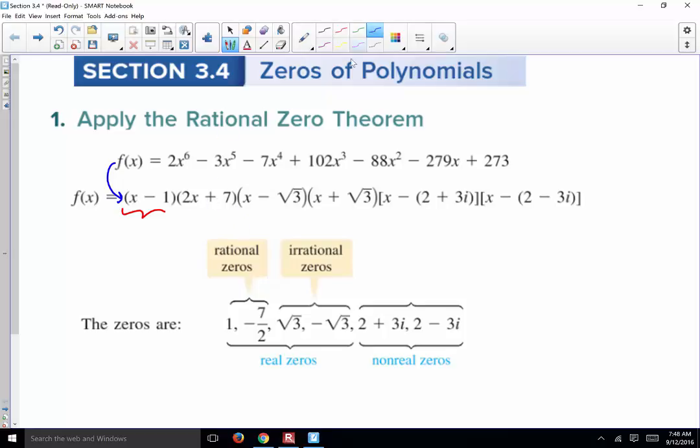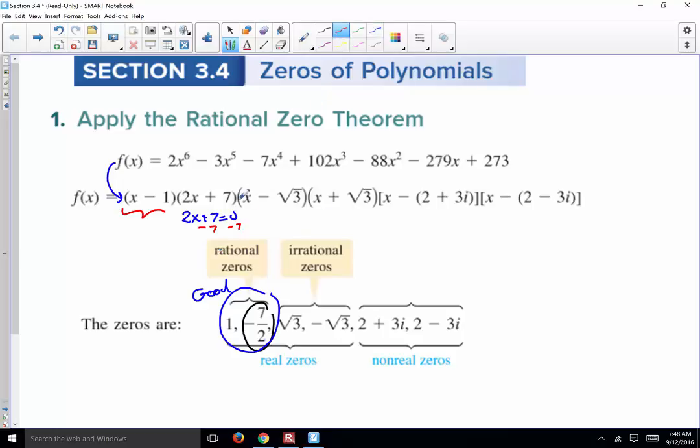Unfortunately, some of the factors, when you set them equal to 0, subtract 7 and divide by 2, you will end up with negative 7 over 2. It's a fraction, or decimal number. It's not a whole number, but these two are still okay. These are good zeros. They are easy to obtain. We call them rational zeros.